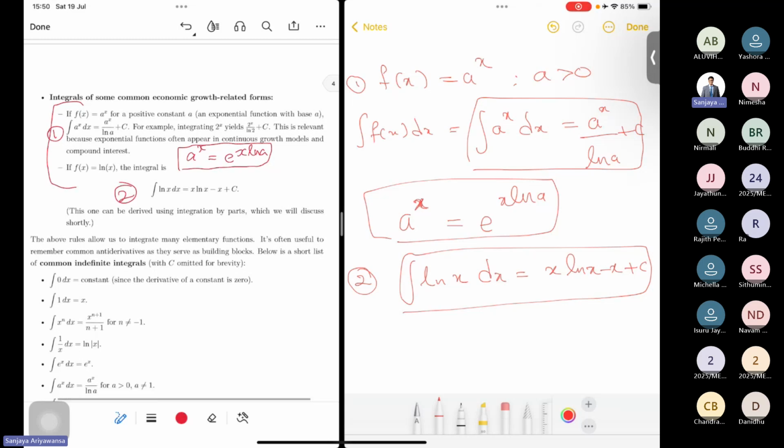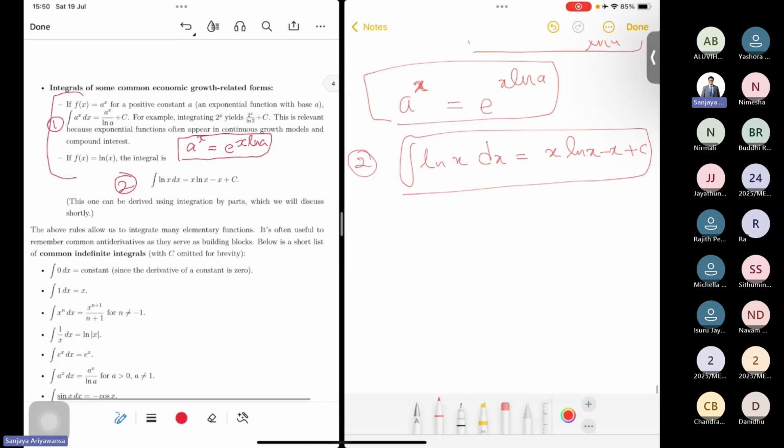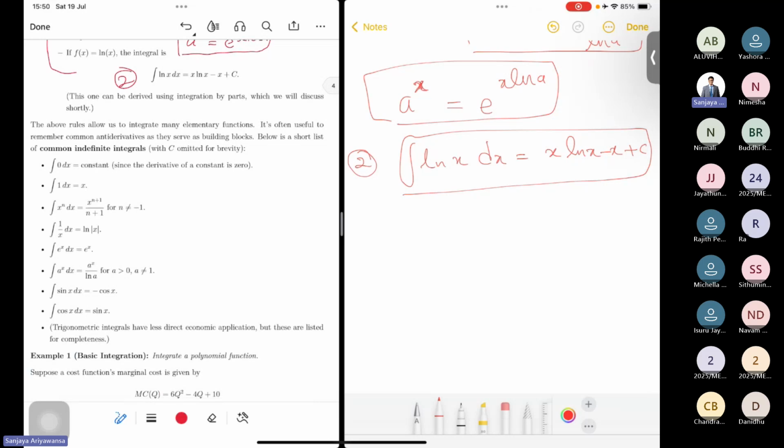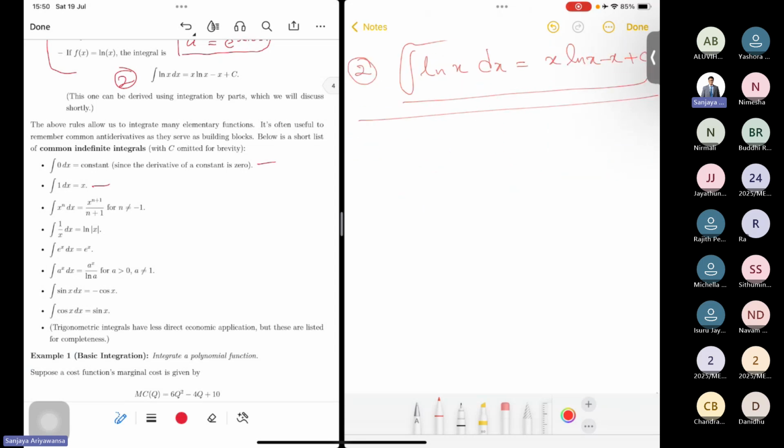Right, so there were a lot of rules that we looked at. What were they? That's what I have summarized over here. First thing is, if you integrate 0, that's simply a constant. If you integrate 1, which is a constant value, you get x. So what I've said here is also important.